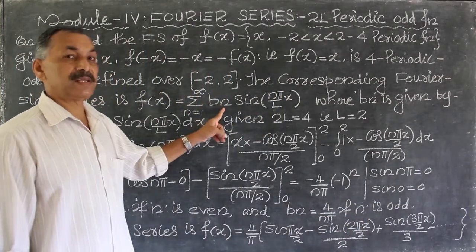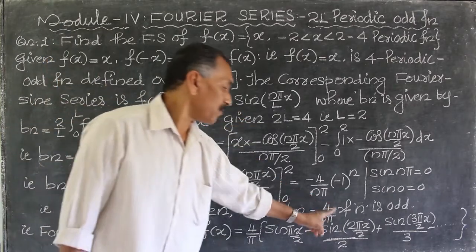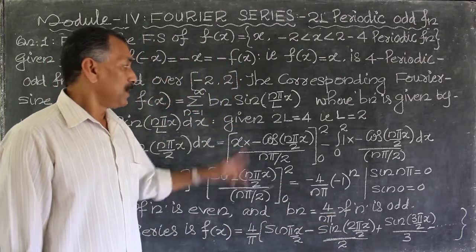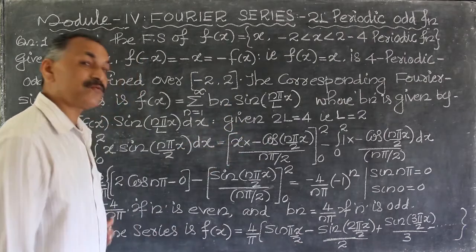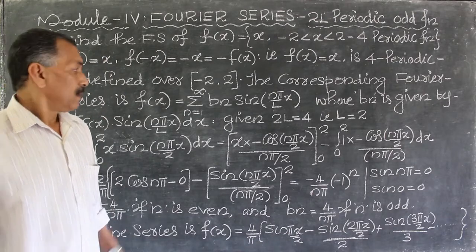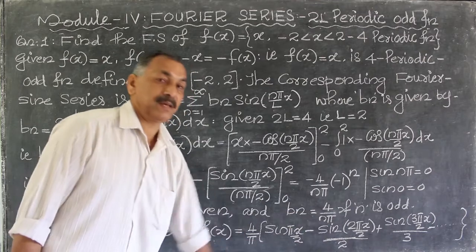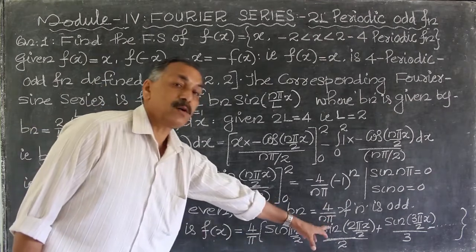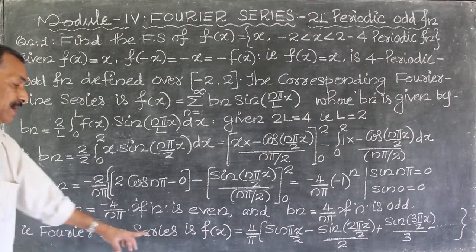That means in this representation B1, B3, B5, etc. are 4 divided by n pi. B2, B4, B6, etc. are minus 4 divided by n pi. And then Bn is equal to minus 4 by n pi or 4 divided by n pi. That is common, 4 by pi common. That is the Fourier sine series of this one.